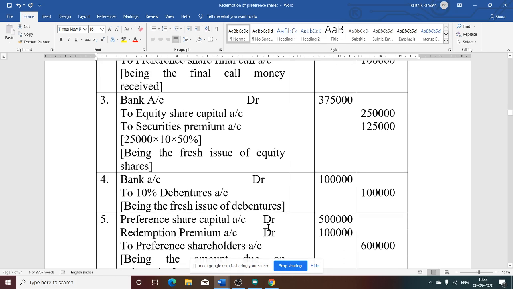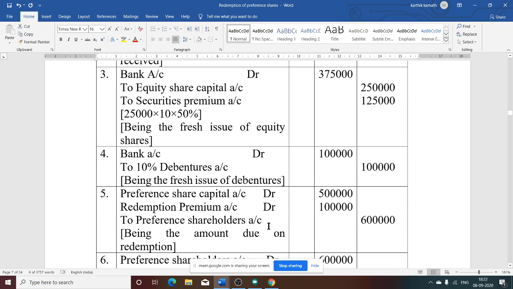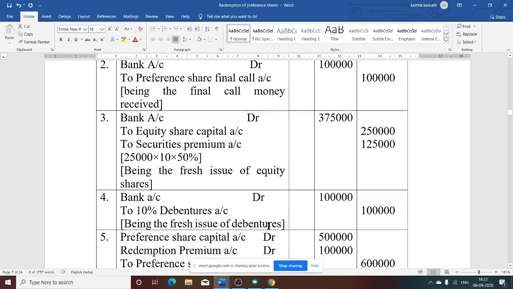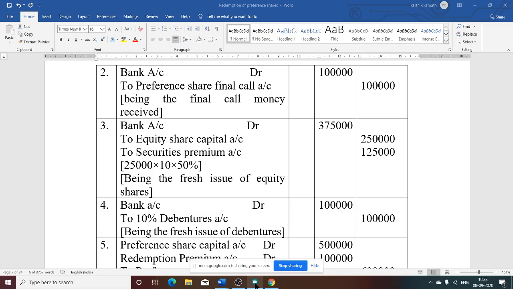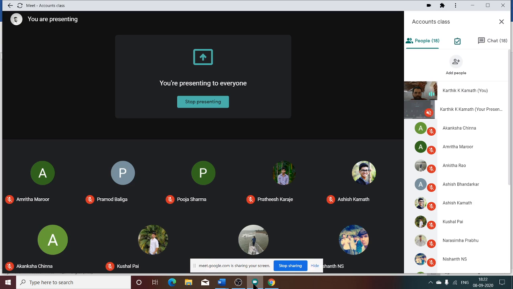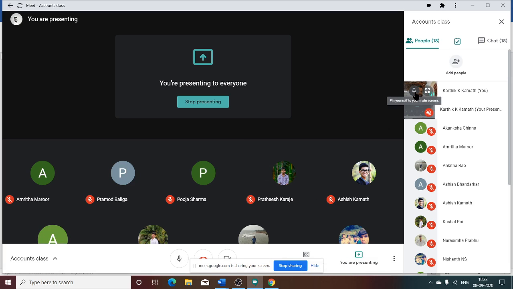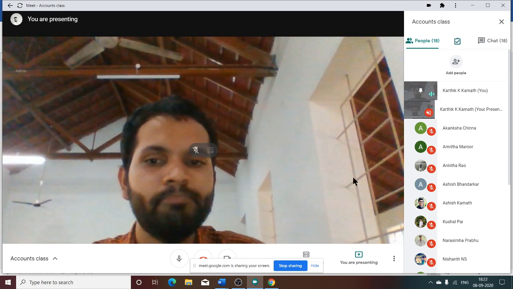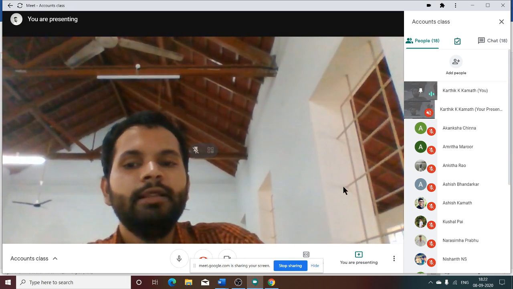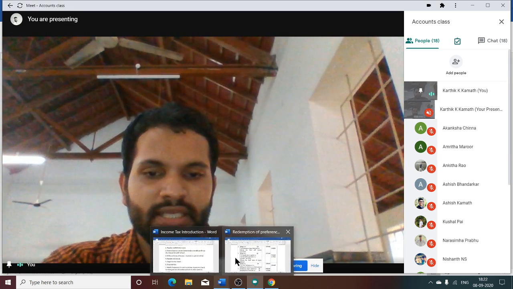Now, the capital money or amount due on redemption to the shareholder. So what and all will the shareholder receive? First thing he will receive is the capital. After that, he will receive the premium amount, if there is any premium amount. So now we will see the problem.